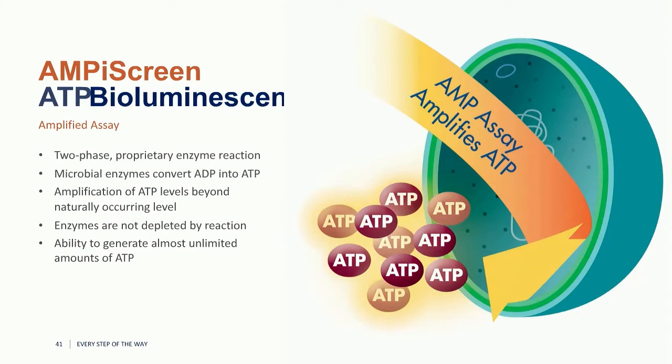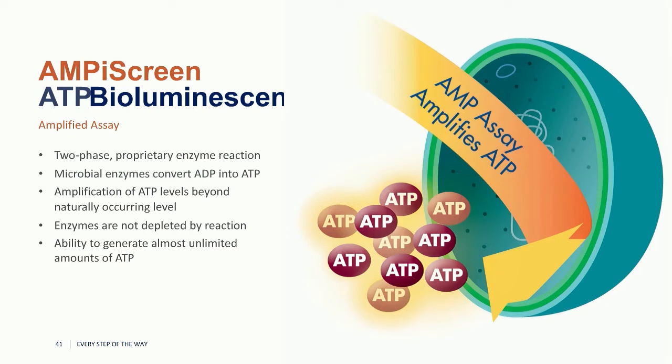Celsis in particular is a little bit different, and I mentioned before that often you'll see it referred to as enhanced ATP bioluminescence, or even amplified ATP bioluminescence. You'll see here that I've called it by the reagent name, or the proprietary name, AmpiScreen, and this refers to the reagents in particular with the Celsis system.